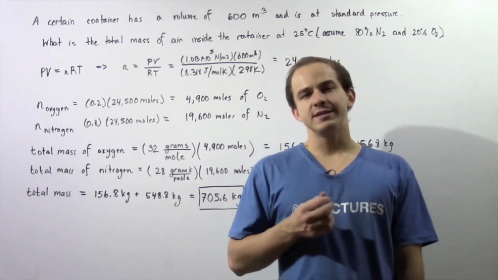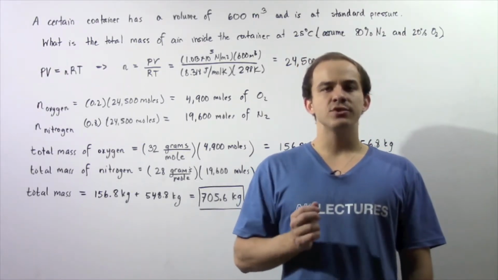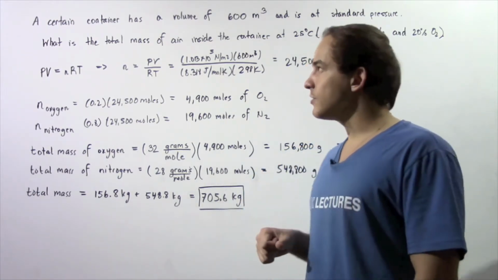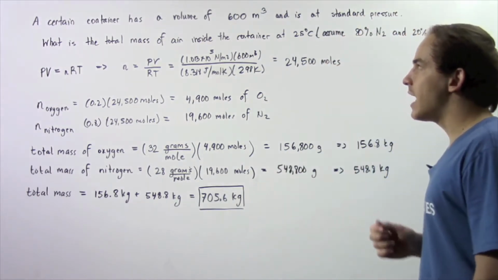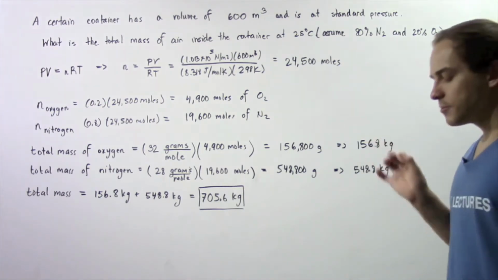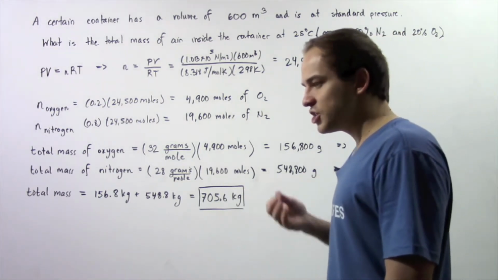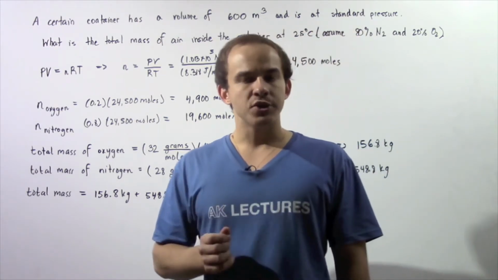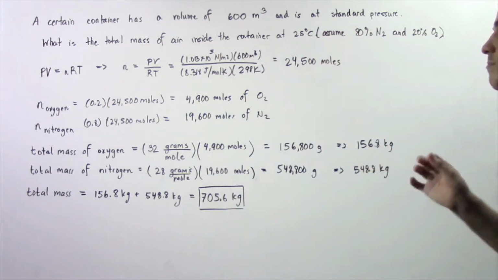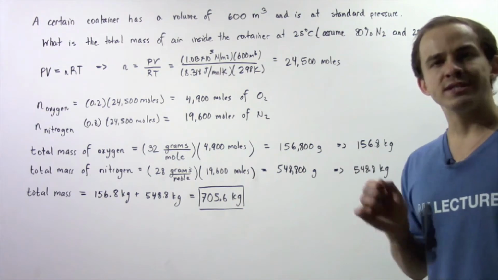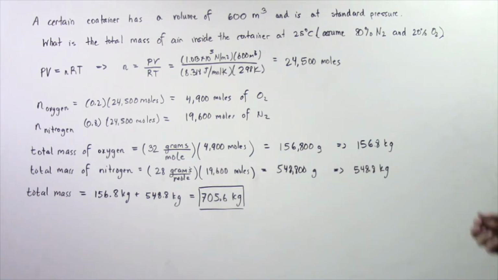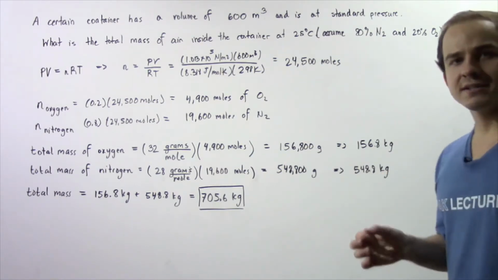So let's examine the following example in which we're going to use the ideal gas law to determine the total mass of air inside a given container. A certain container has a volume of 600 meters cubed and is at standard pressure. Now, the standard pressure is simply 1 atm, which is equivalent to 1.013 times 10 to the 5 newtons per meter squared. What is the total mass of air inside the container at 25 degrees Celsius, assuming that air is composed of 80% nitrogen and 20% oxygen?